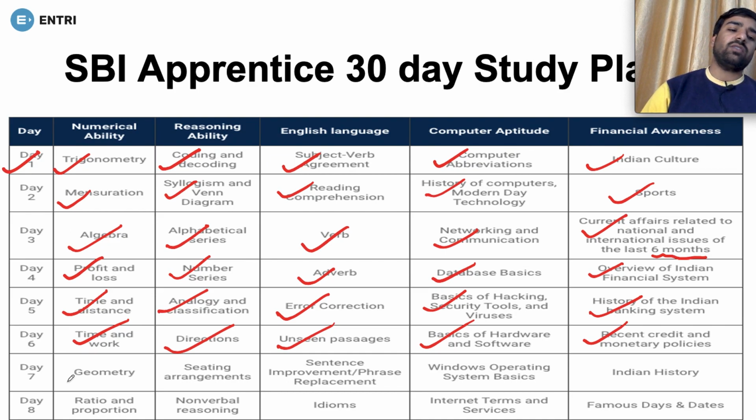On day 7, you can go with geometry from maths, seating arrangements from reasoning, sentence improvement and phrase replacement from English, Windows operating system basics from computer, and Indian history from financial awareness.